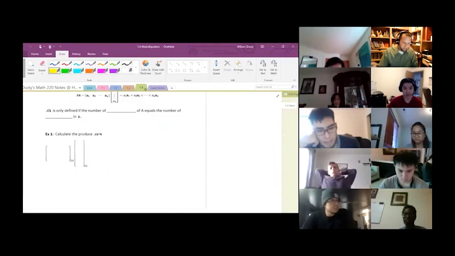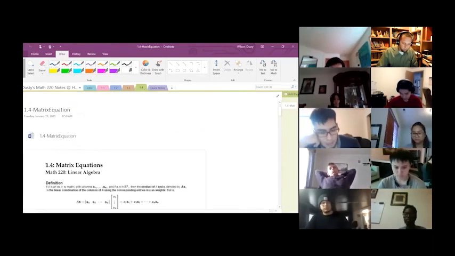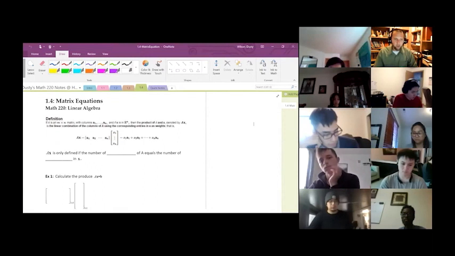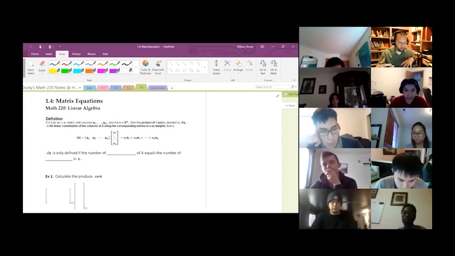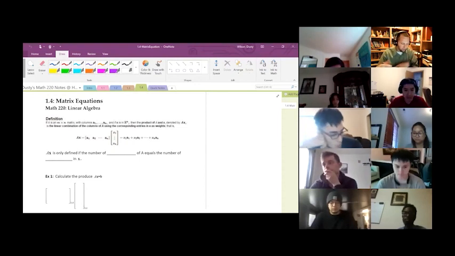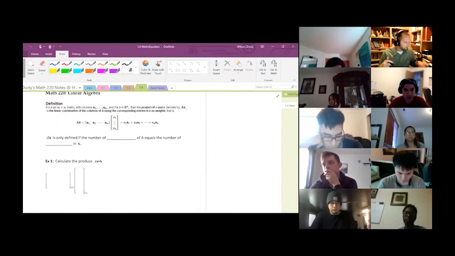So let's begin section 1.4. So this is section 1.4 on matrix equations. In the last section, we talked about vectors. Now we're going to start talking about matrices again. So let's begin with a definition.